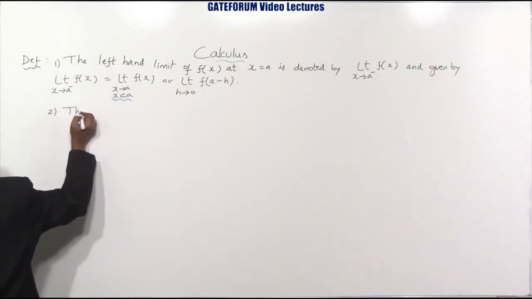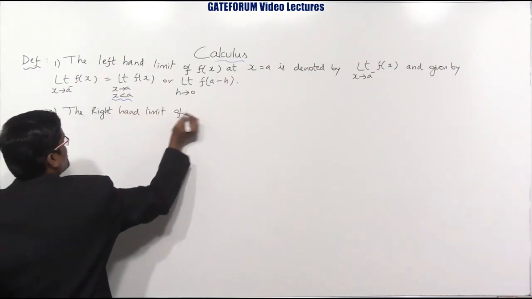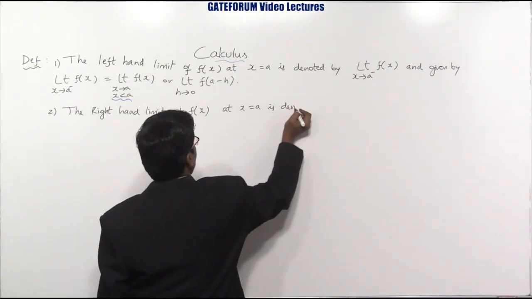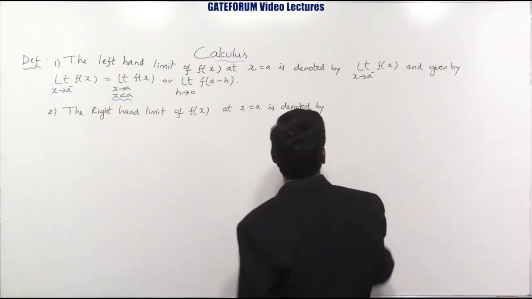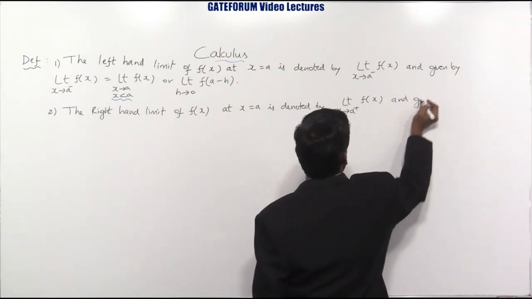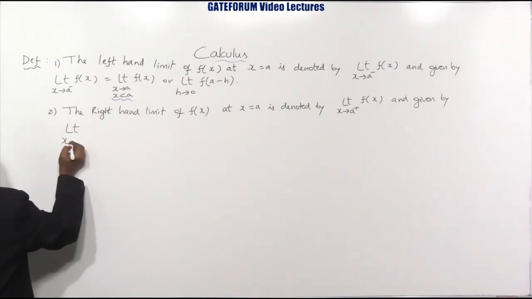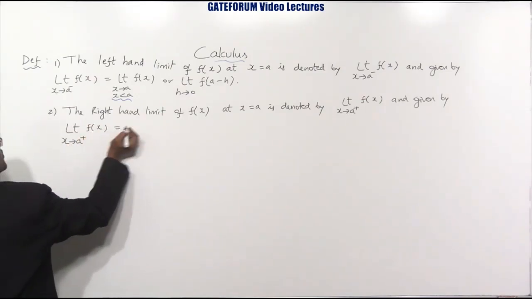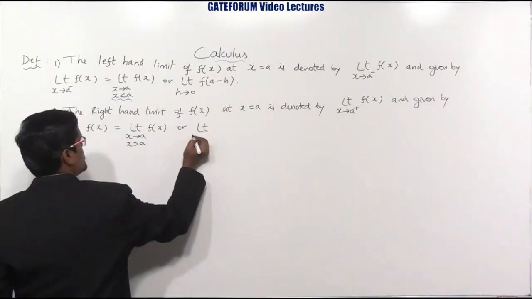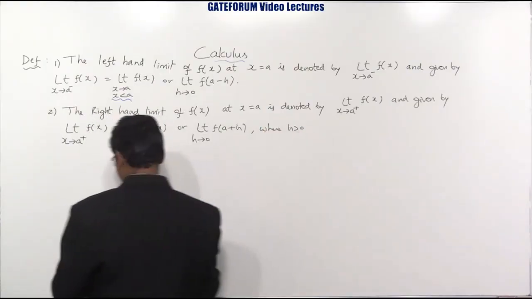Number 2, the right hand limit of f of x at x is equal to a is denoted by limit x tends to a plus f of x and given by limit x tends to a plus f of x is equal to limit x tends to a x greater than a f of x, or limit h tends to 0 f of a plus h, where in both cases h greater than 0.